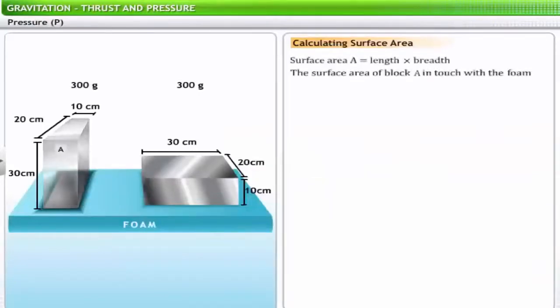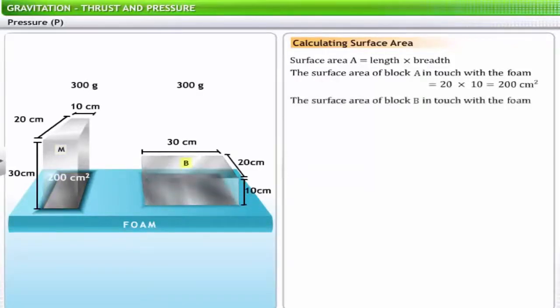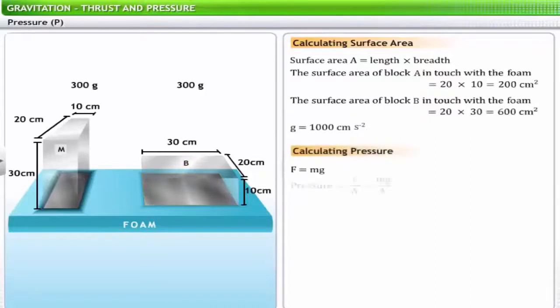The surface area of block A in touch with the foam is 200 square centimeters. On the other hand, the surface area of block B in touch with the foam is 600 square centimeters. Using the formula for pressure, we can now calculate the pressure of blocks A and B on the foam.